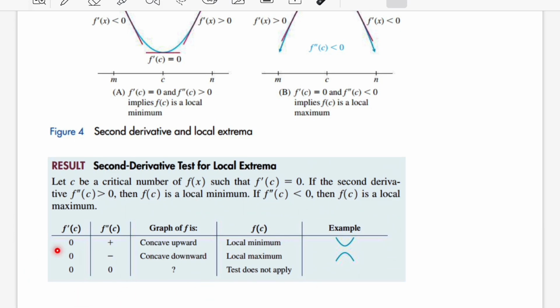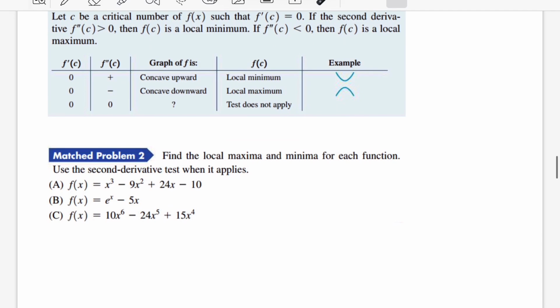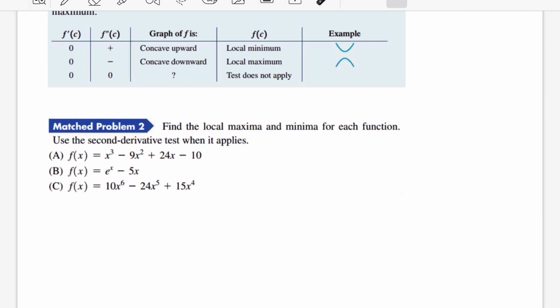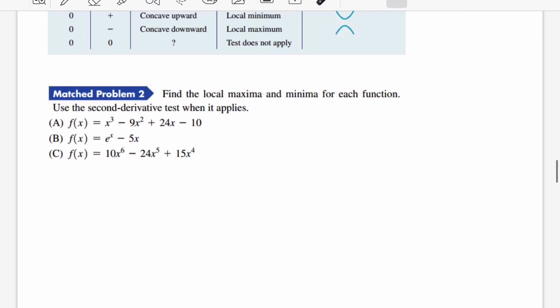So everything I just said is here in the first two rows. And then if we have the case where the derivative at the critical number is 0 and the second derivative at that critical number is also 0, the second derivative test does not apply. So let's do a couple examples here. We want to find the local maximum and minima for each function using the second derivative test.